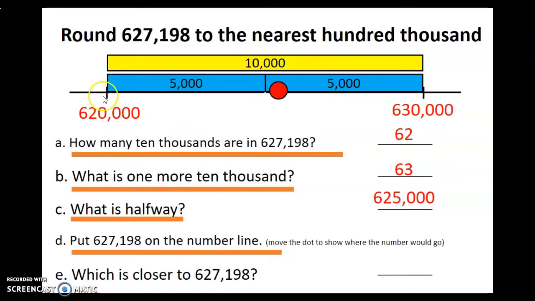So I have 620,000. This is 625,000. 627 is just right after that. Okay, so it's just past halfway. And remember, once we're halfway, we keep on going. So 627,000 is closer to 630.